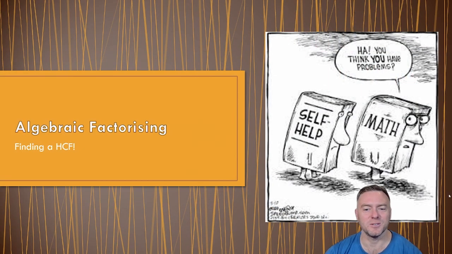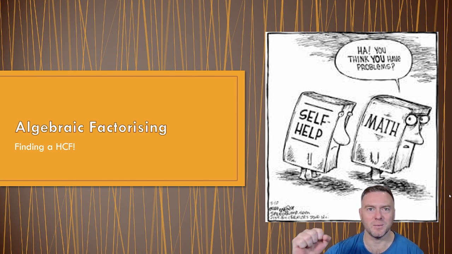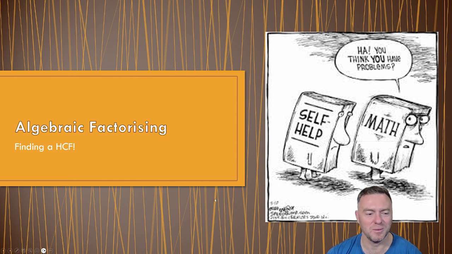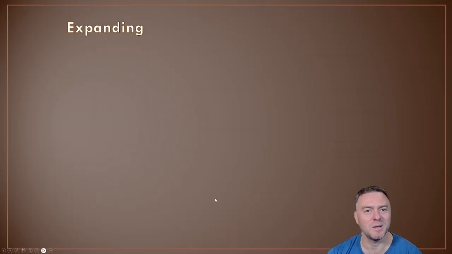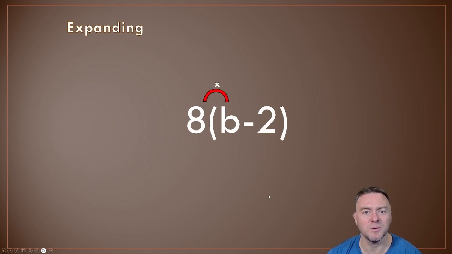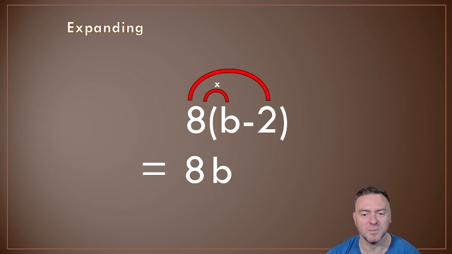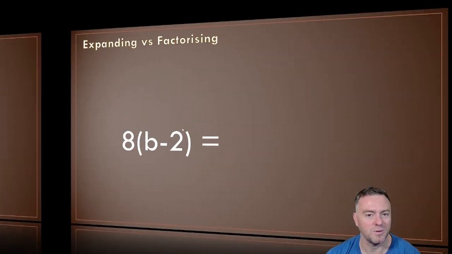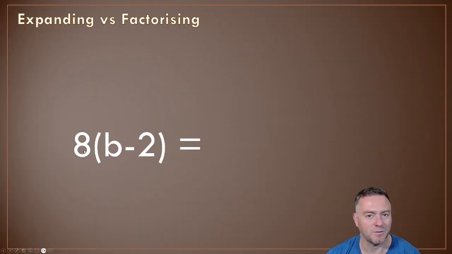So factorizing is a little bit different. This time, instead of making the number get bigger, we're going to make it a little bit smaller. Hopefully when we've done the highest common factor, it's made a bit more sense. When we expand, if you do 8 times b, that gives you 8b. Then 8 times negative 2 gives you negative 16. When we're factorizing, we're going to go in reverse. So we need to find the highest common factor between 8b and negative 16, which hopefully you would have picked up would have been the 8 out the front.